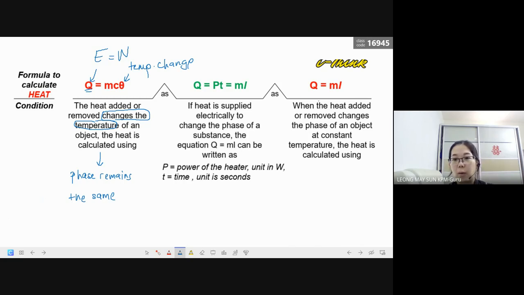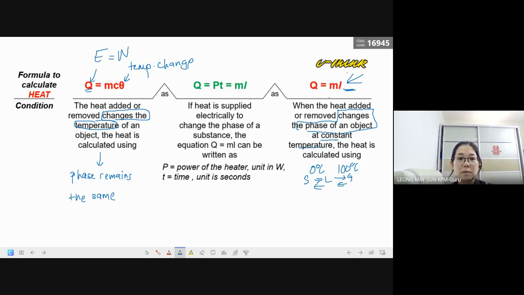And then when do we use Q equals ml? We use Q equals ml because you notice that there is no theta symbol inside this formula. So we use this formula when the phase of the object changes, which means from solid to liquid, or liquid to solid, liquid to gas, or gas to liquid, and at constant temperature. So if it's water, it's either at 0 degrees Celsius or boiling point at 100 degrees Celsius. In terms of water, then we use Q equals ml.